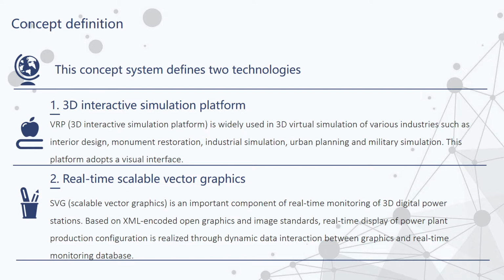And the second technology is the real-time scalable vector graphics. It means that SVG, scalable vector graphics, is an important component of real-time monitoring of three-dimensional digital power stations. Based on XML encoded open graphics and image standards, real-time display of the power plant's production configuration is realized through dynamic data interaction between graphics and the real-time monitoring database.